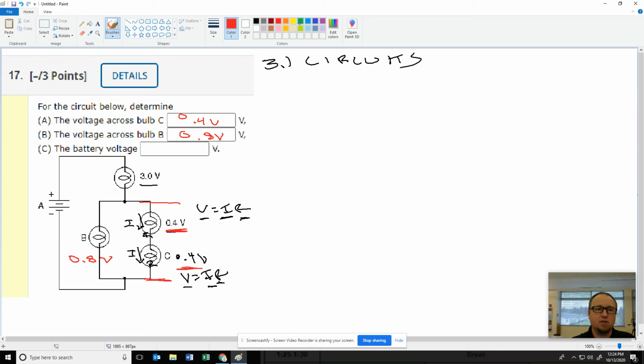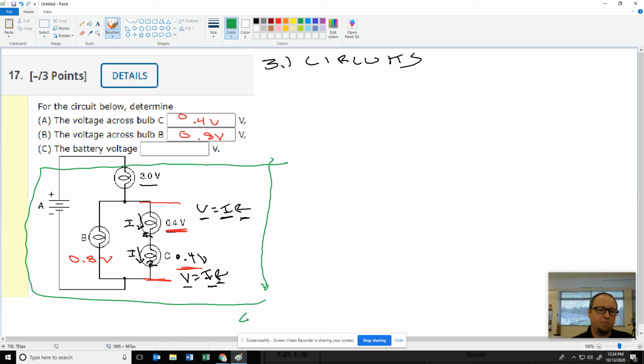I'm going to use a different color just to see. So the battery, this whole loop, as it goes all the way around, will have a potential difference of 0. What that means is the battery goes up, and then it drops 3 volts, and then it drops 0.8 volts. So together, the battery will have pushed in 3.8 volts, and the resistors dropped 3.8 volts across them. All right, 3.8.